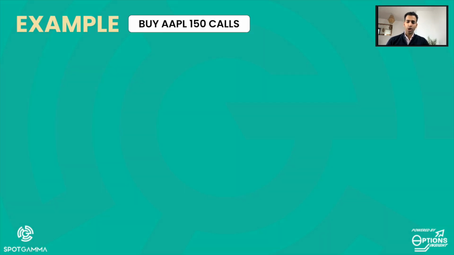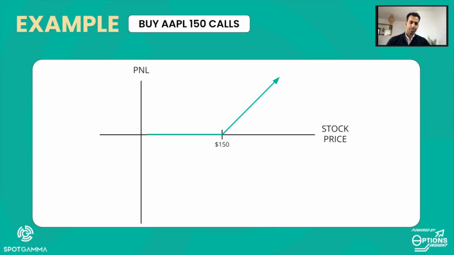If we bought a call option on Apple with a strike price of 150, what would the payoff look like? So we know that if we buy the stock at 150, well, we start to make money if the stock goes above 150. If, however, the stock goes down and we just buy the stock, then we lose money.